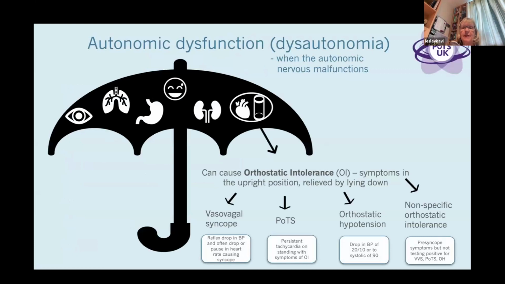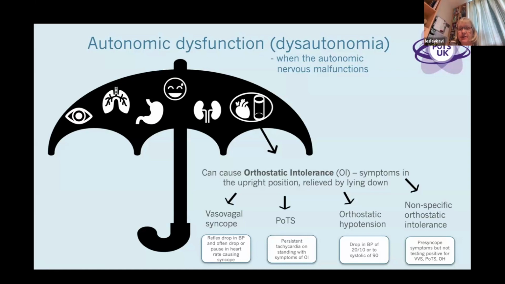So what is autonomic dysfunction, also known as dysautonomia? Well, it's when the automatic, or the autonomic, nervous system malfunctions. That's the nervous system that controls all the bodily functions that we don't have to think about. That includes things like control of your pupil in your eye, breathing, gut, sweating, your renal system, and it also controls your heart function and your blood vessels, in particular the dilatation and the narrowing of the blood vessels.